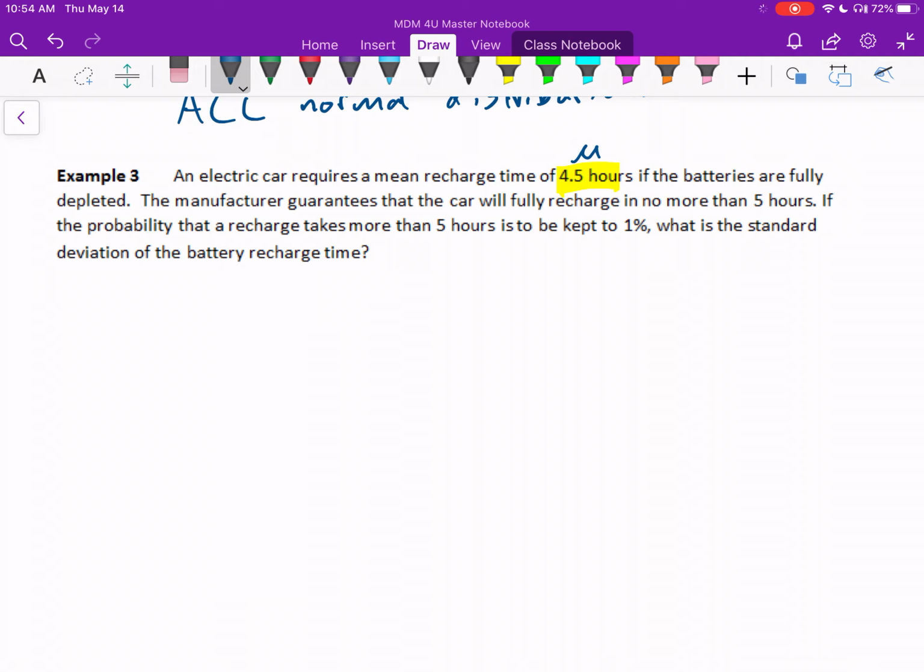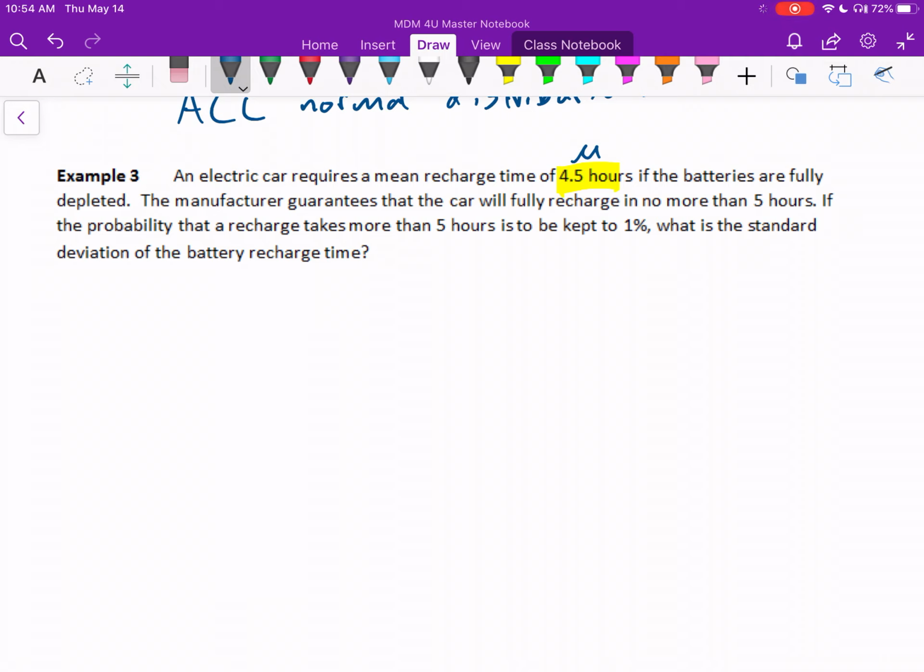So to wrap our heads around what this question is asking, put yourself in the place of the manufacturer. They know that it takes 4.5 hours on average to recharge their batteries. They want to guarantee, they are guaranteeing that it won't take more than 5 hours.